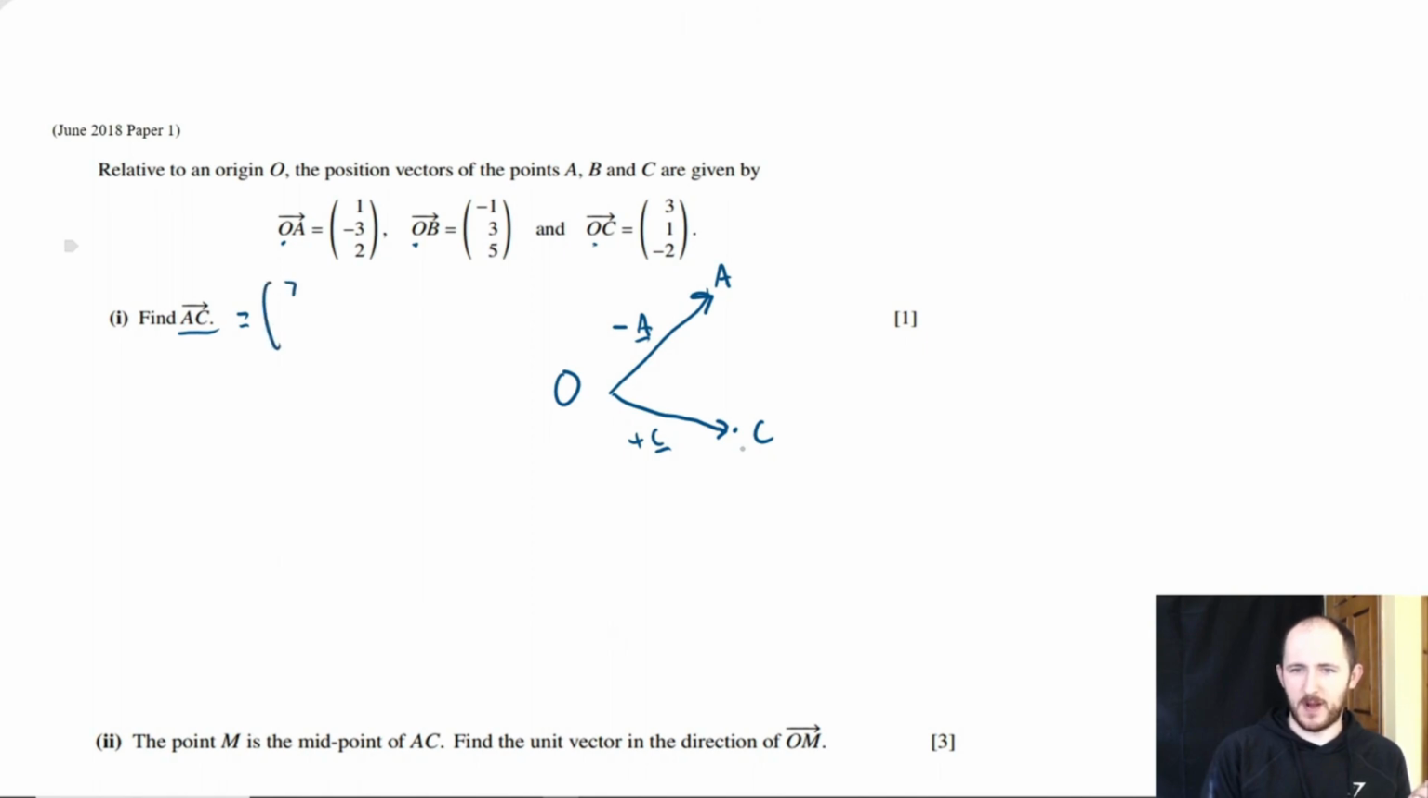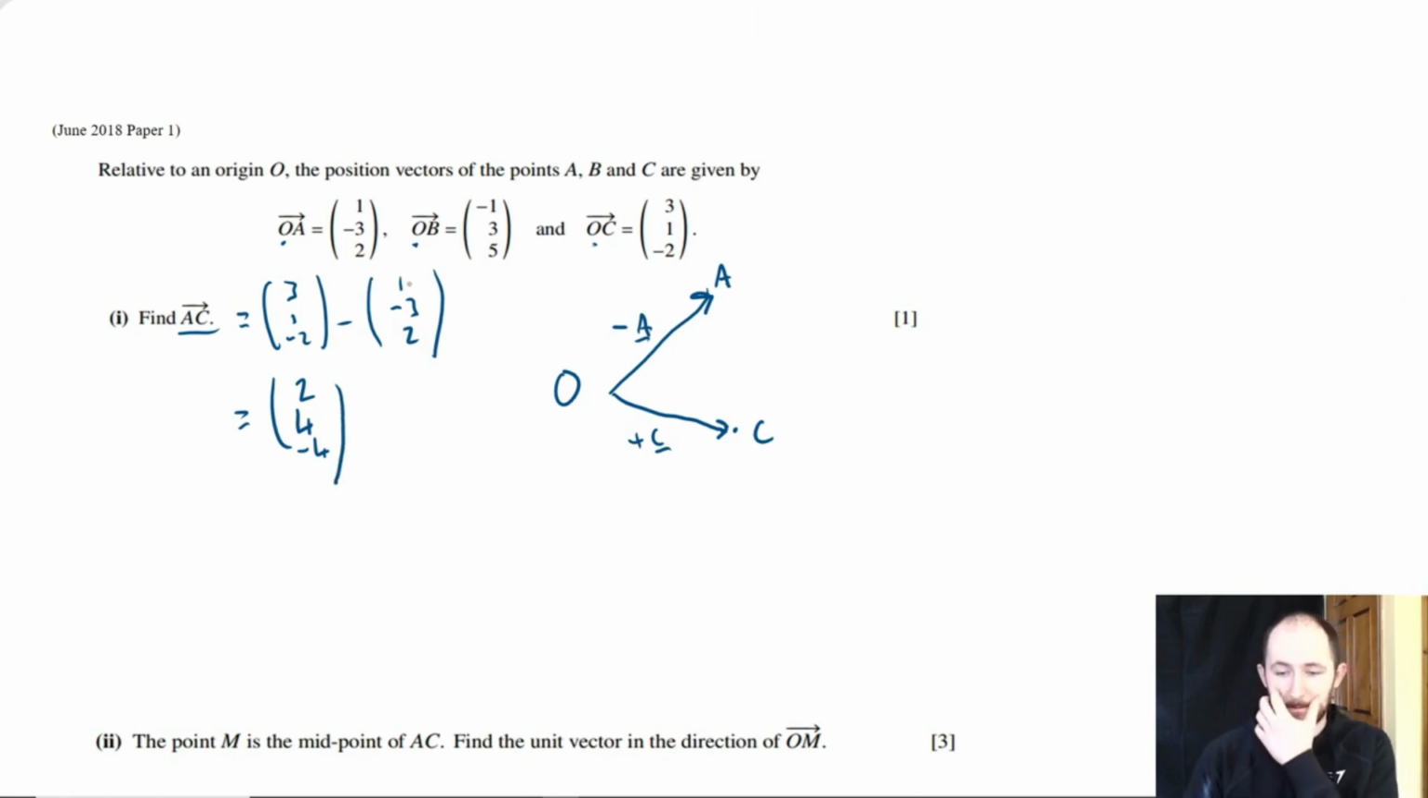So we have (3, 1, -2) subtract (1, -3, 2). And again, beware of the signs. When you subtract vectors, you literally just subtract the components. So 3 minus 1 gives me 2. 1 minus minus 3 gives me 4. And minus 2 minus 2 gives me minus 4 for that question.